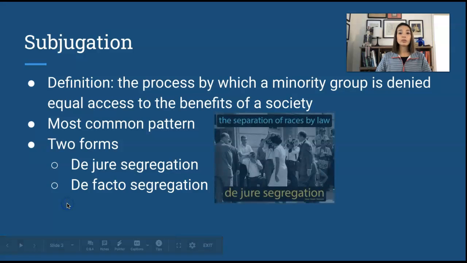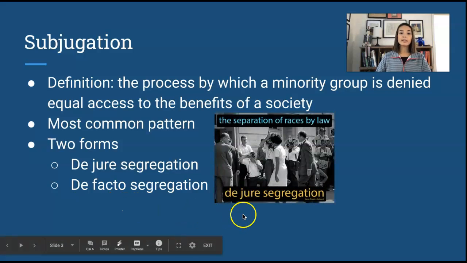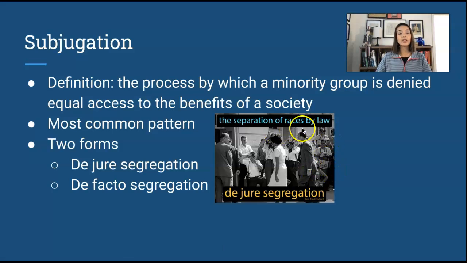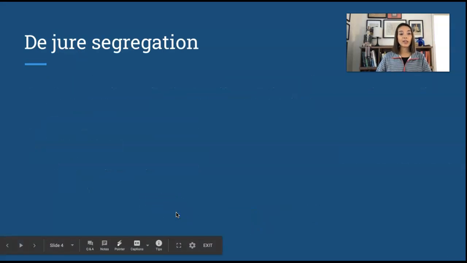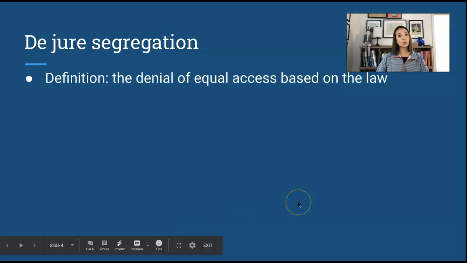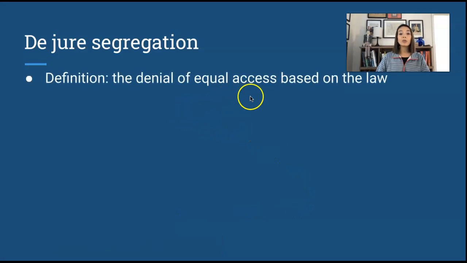A few photos to represent de jure and de facto. We are going to talk about the definition of de jure in just a minute. And then here is one that you're going to see again, the same picture that represents de facto segregation. Okay, so the definition of de jure segregation is the denial of equal access based on the law. So there is a law written down, it was passed, that reinforces this denial of equal access.